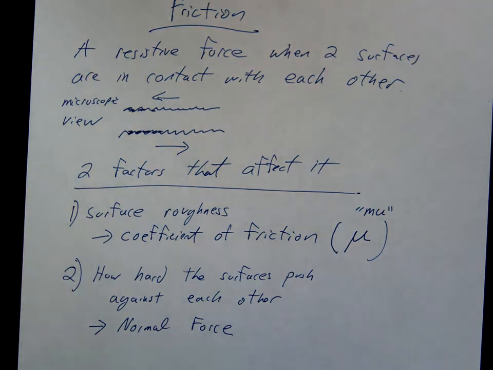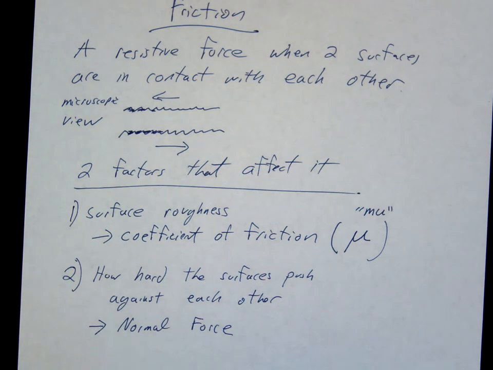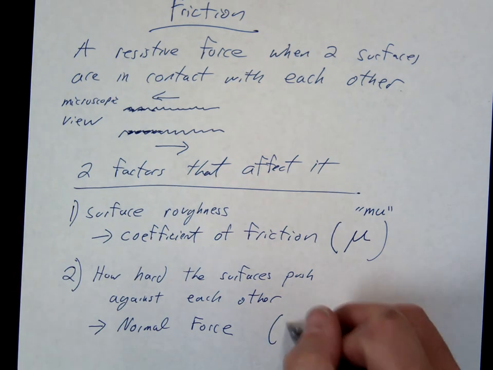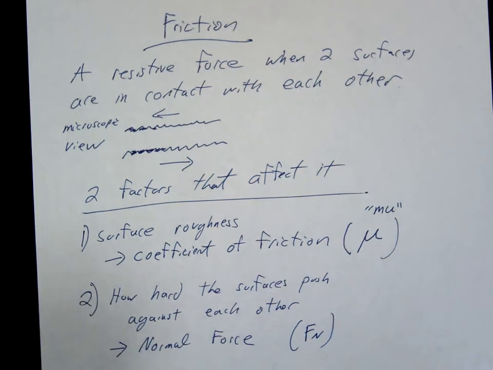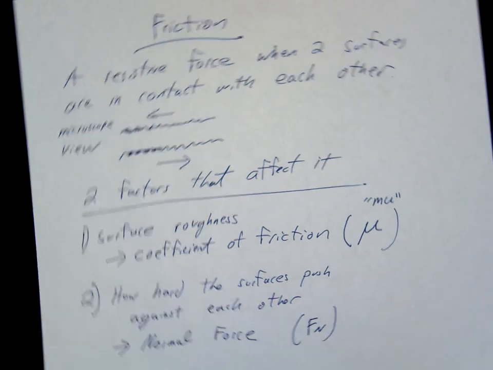However, what if I push down with another 100? Then what happens to the normal force? It increases, and there's going to be more friction. The weight was still the same, but the push down is now greater. So the friction itself is directly proportional to how much pushback there is from the normal force. A lot of times that will be equal to the weight. It's definitely going to be related to the weight in most cases.